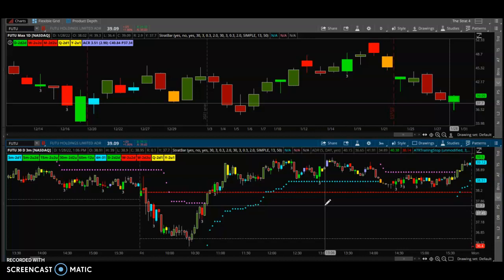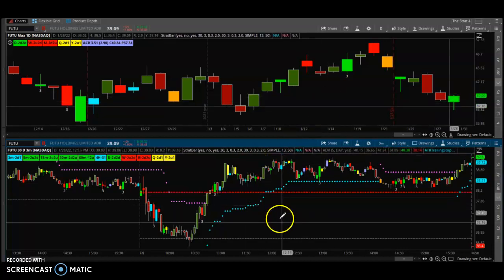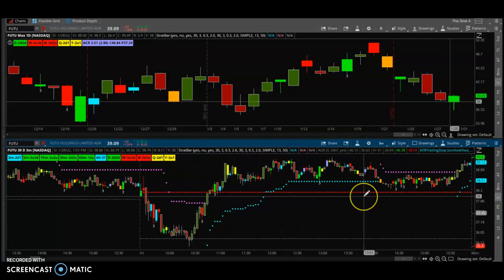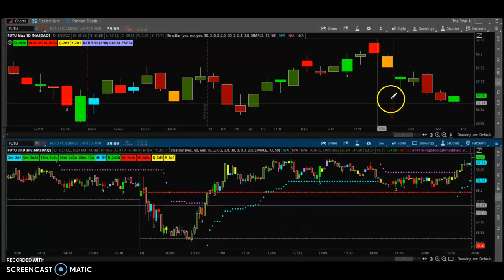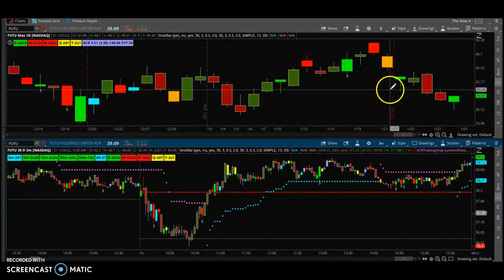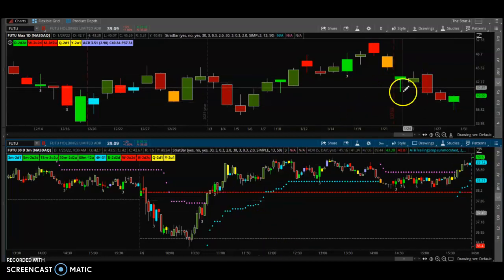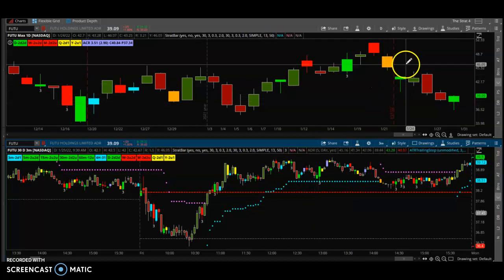Let's look at a simple strategy and create a trading plan. Let's discuss gap fills.